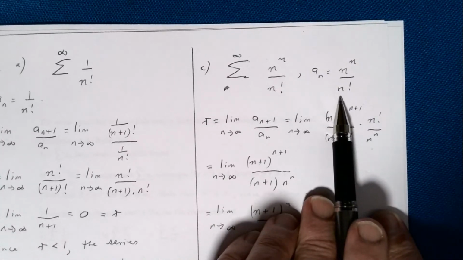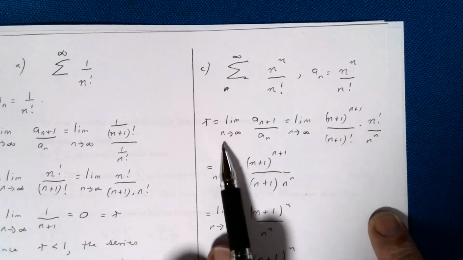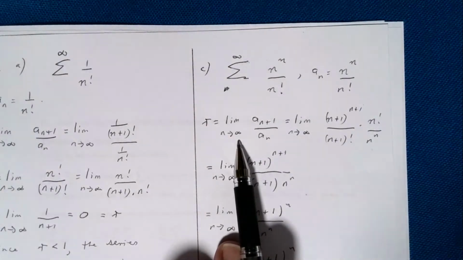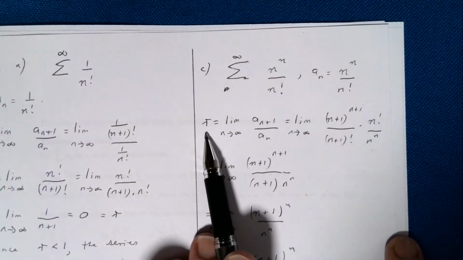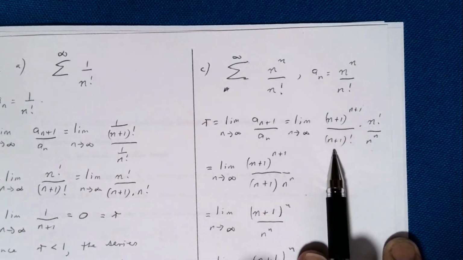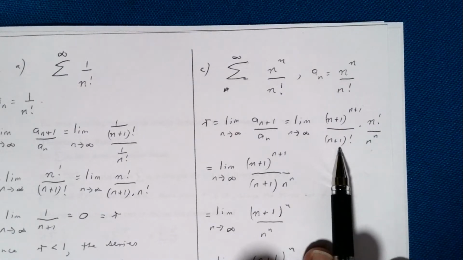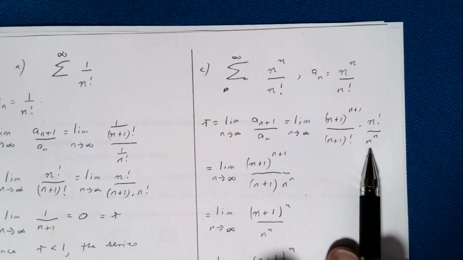Now again, we're going to look at the ratio a_(n+1) over a_n, and we're going to look at the limit, and I'm going to call that number r. So we plug it in. Where you see n here, you copy n+1. So you've got (n+1) to the power n+1 over (n+1) factorial. And again, I'm going to invert and multiply, so I'm going to multiply by n factorial over n to the n.